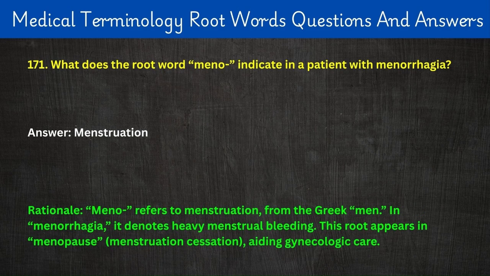171. What does the root word meno- indicate in a patient with menorrhagia? Answer: menstruation. Rationale: Meno- refers to menstruation, from the Greek men. In menorrhagia, it denotes heavy menstrual bleeding. This root appears in menopause, menstruation cessation, aiding gynecologic care.